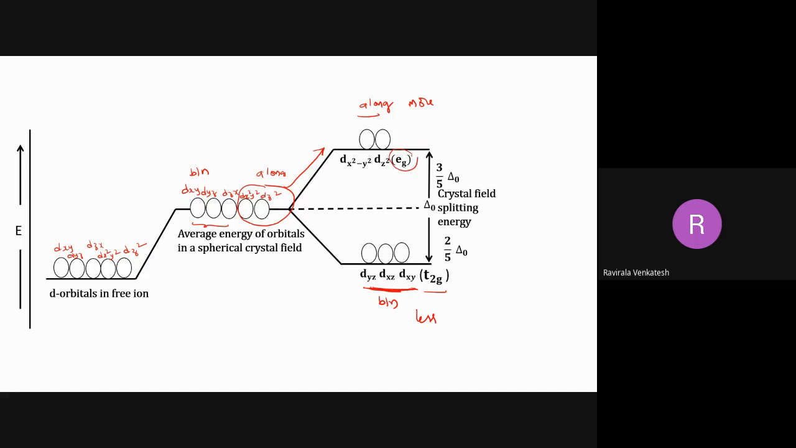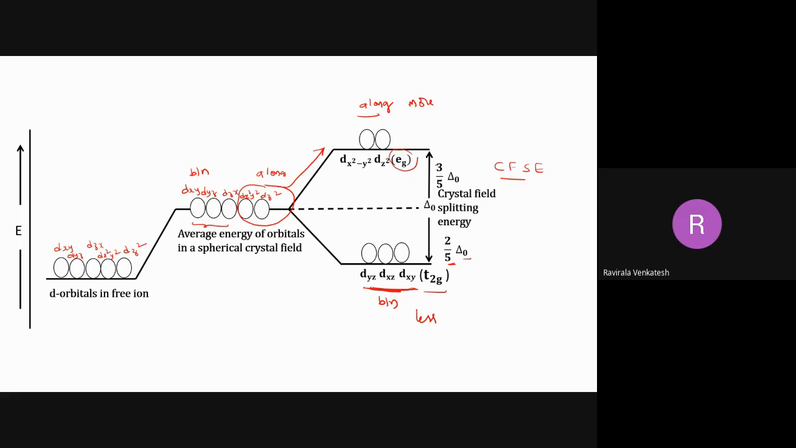Now the splitting energy, the crystal field splitting energy, CFSE. If you observe, how many total orbitals are there? 5. Out of 5, 2 are getting more energy. Therefore, 2 by 5 delta O.